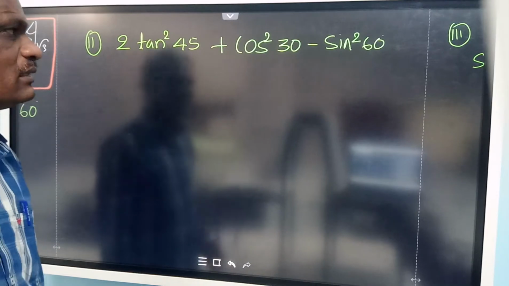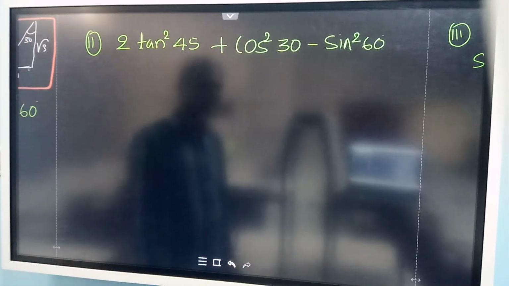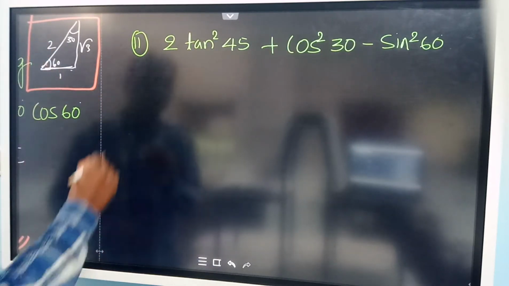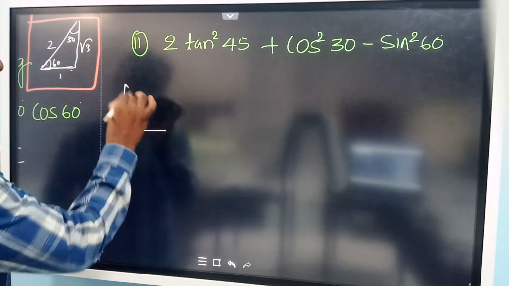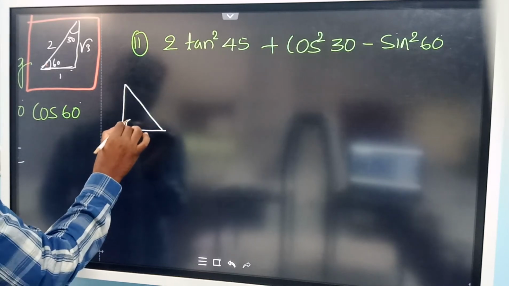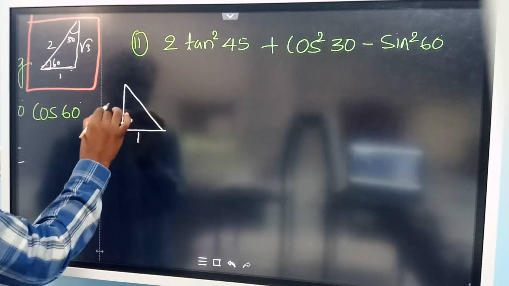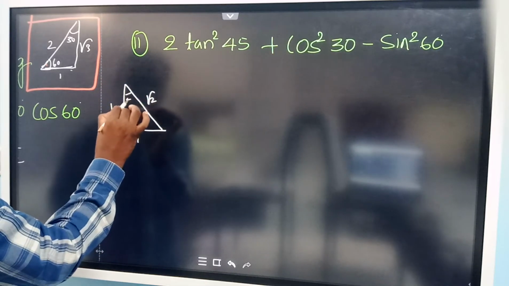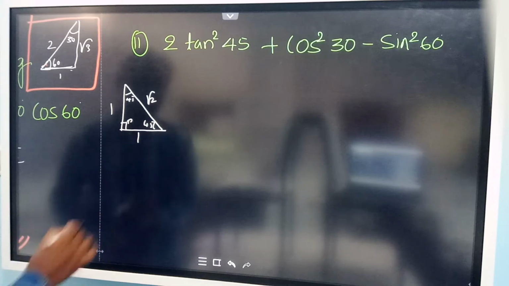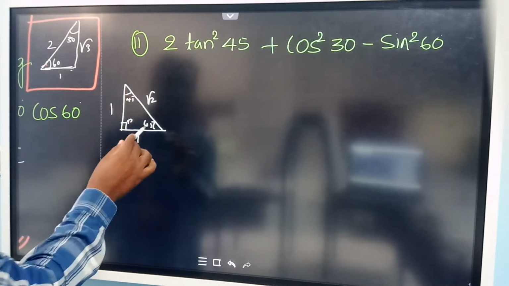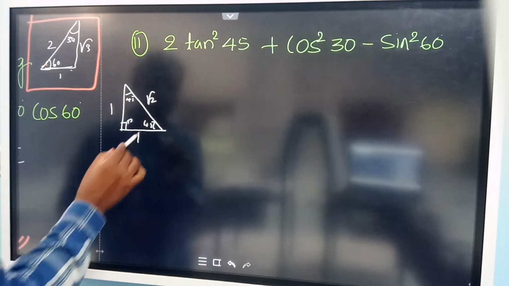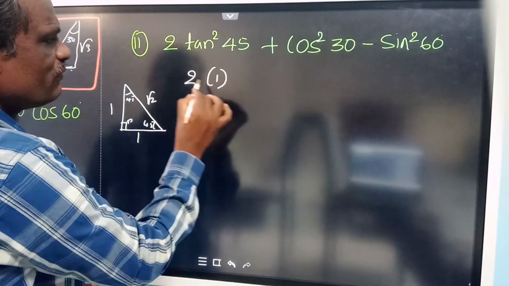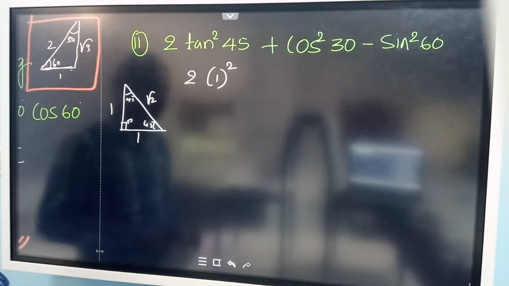So second question, 2 tan square 45 degree plus cos square 30 minus sin square 60. See, 30 and 60 you can find out with the diagram. 45 degree diagram you know that. So this is 90 degree. If this is 1 means this is root 2. So then only these two angles will be 45 degree, 45 degree. Now tan 45 degree, either you take this 45 or this 45, opposite side by adjacent side. 2 tan 45 is 1, square is there, it is 1 square.